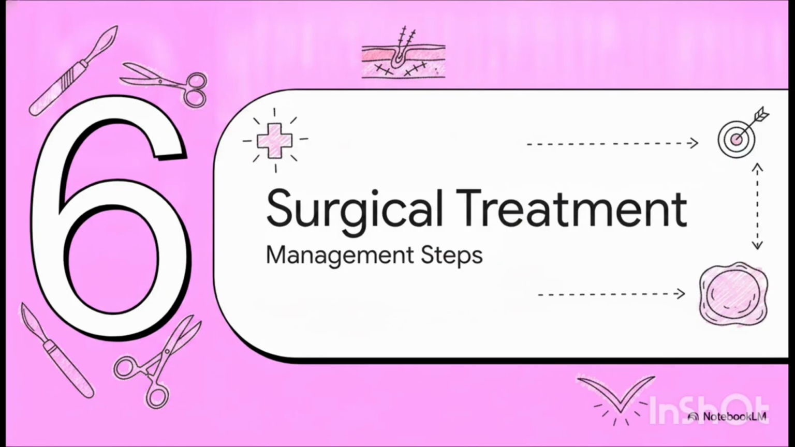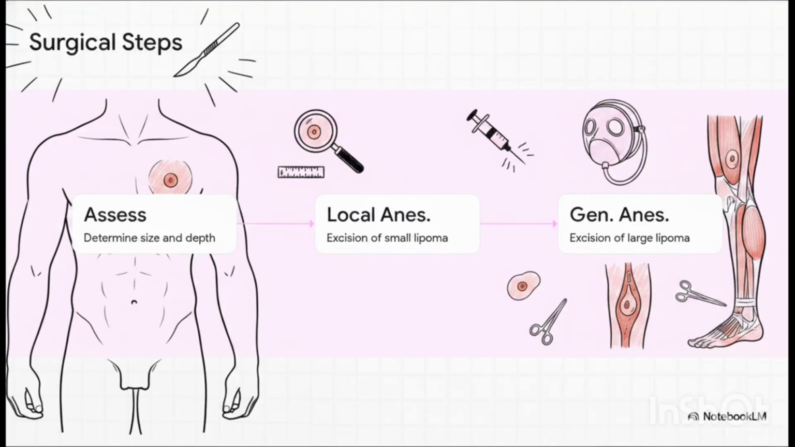Finally, we reach the end of our patient's journey in Section 6, Surgical Treatment and Management. The definitive treatment for a lipoma is pretty straightforward: surgical excision. Your specific approach is going to depend entirely on your preoperative assessment of the tumor's size and depth. Small, superficial lipomas? Those can be comfortably excised under local anesthesia right in an outpatient setting.